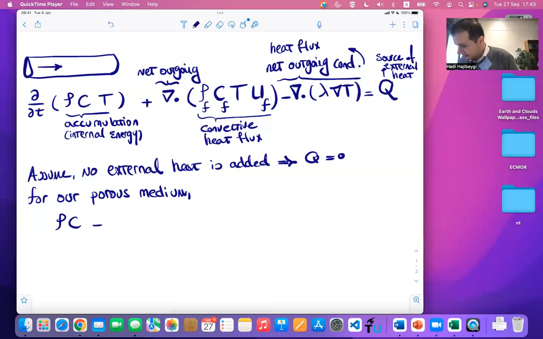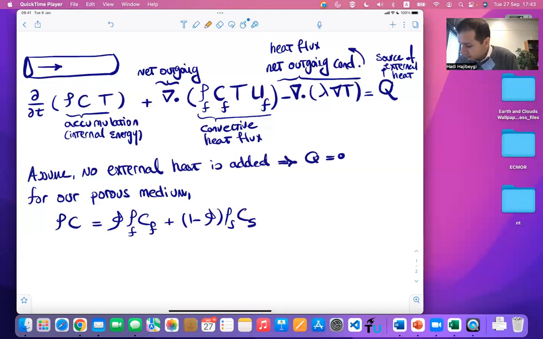That is, since it has internal energy of fluid and solid, then it is porosity, the volume fraction of the fluid, times the internal energy of the fluid, which would require rho_f C_f, plus (1 minus porosity) rho_s C_s. That is the rho C part in my equation for the porous system.